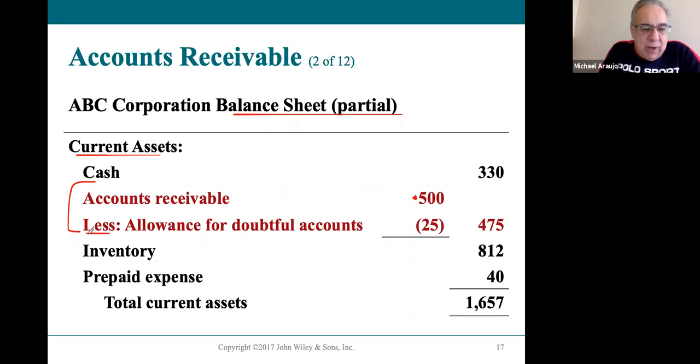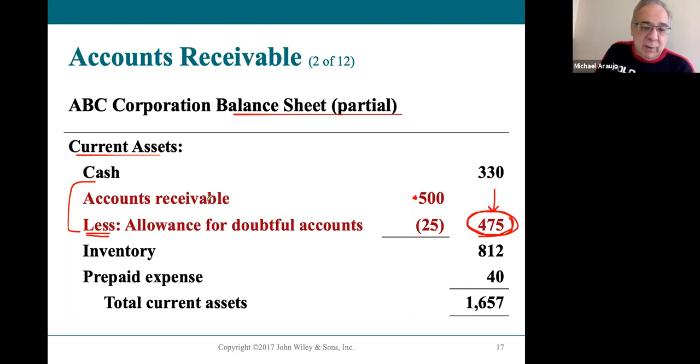And then as you see, we have made an allowance for doubtful accounts. So they believe 25 of this 500 is going to end up being a bad debt for them. They've allowed for that. And that means that the real value of the receivables on the balance sheet has been adjusted to 475. Now, this particular amount is called the net realizable value of accounts receivable. Okay, so when they're looking at what their realizable value is, they're going to use this 475.